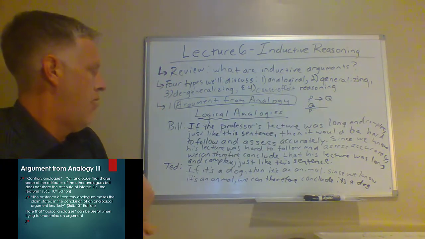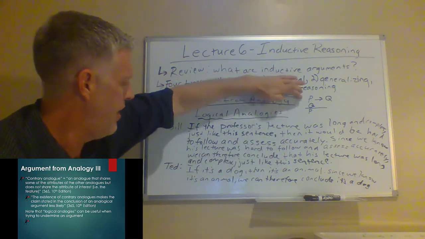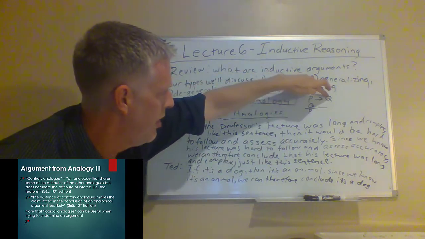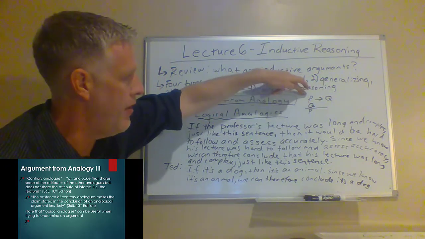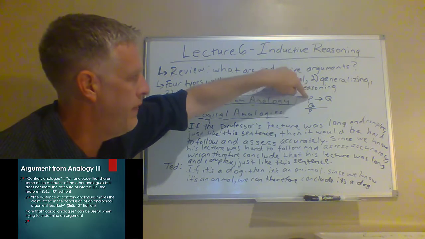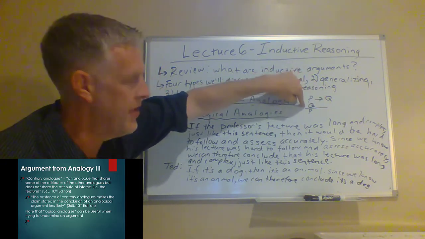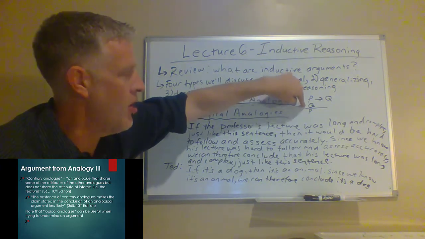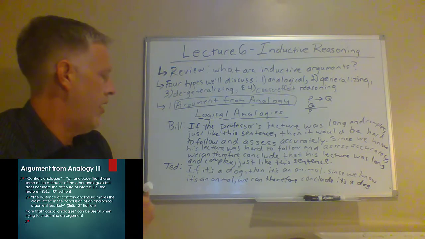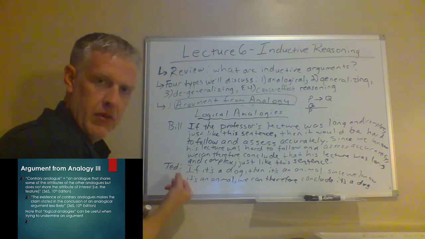Right, so Ted's pointing out, it's like saying, if it's a dog, then it's an animal, and we know it's an animal. That doesn't mean we can infer that it's a dog, right? We were told what we can infer if we know it's a dog, namely that it's an animal. But we can't infer anything just by knowing it's an animal. It might be a turkey. It might be a human. Who knows? And so, again, this is an invalid argument.